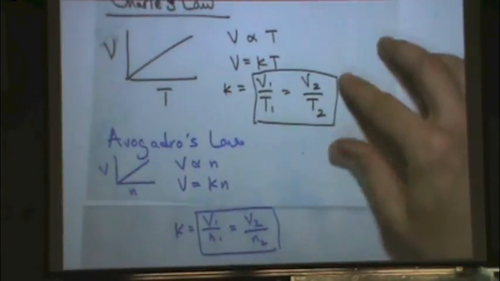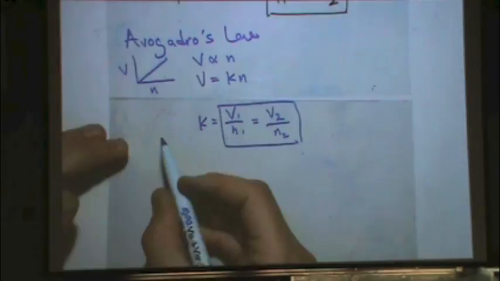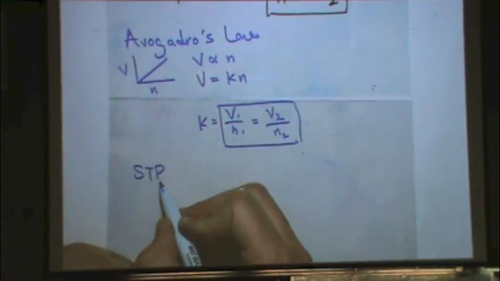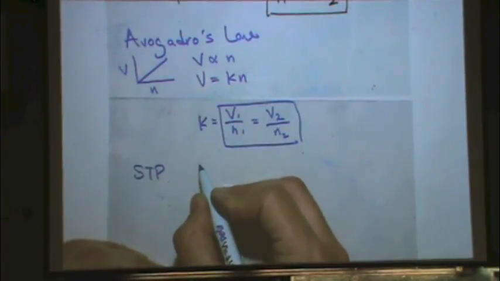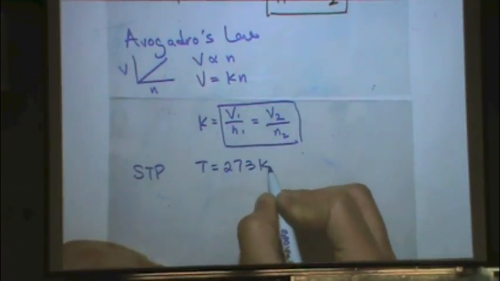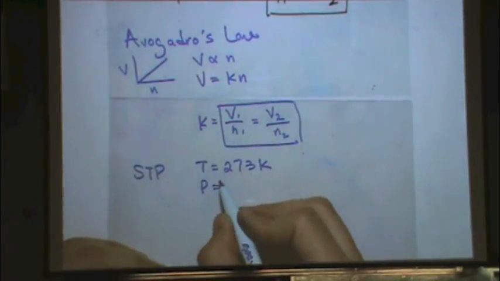Okay, let's kind of scoot back here. Now, there's a little more to say before we go on to the next law. Let's talk about Avogadro's for a second. There's something called STP, you might have heard about before. It stands for standard temperature and pressure. The standard temperature is 273 Kelvin, and the standard pressure, just by definition, is 1 bar.